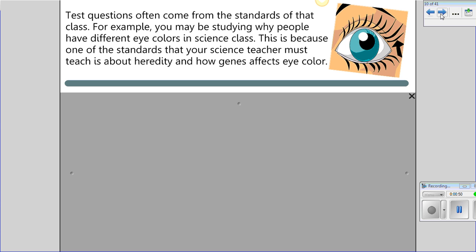Let's look at an example that may come from your science class. The questions on a test often come from the standards of that particular class. For example, you may be studying why people have different eye colors in science class. This is because one of the standards that your science teacher must teach is about heredity and how genes affect eye color. So basically, your teacher is told through the standards what they need to teach you in class.